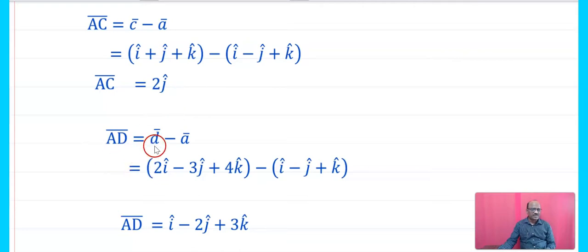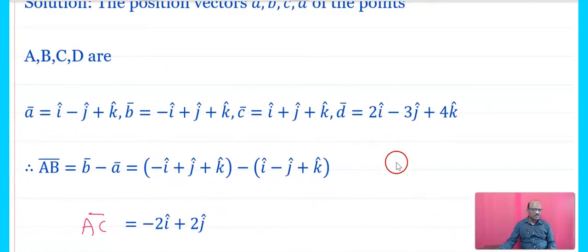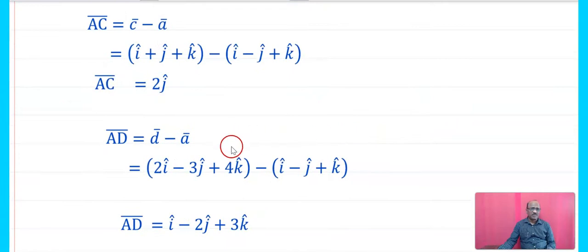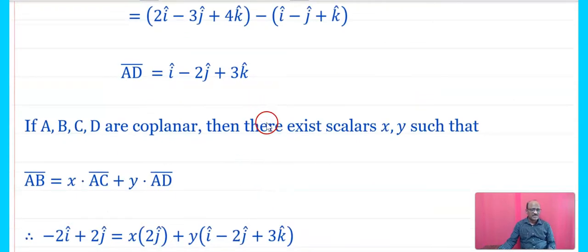Last is AD. AD means D bar minus A bar. That is 2i cap minus 3j cap plus 4k cap, minus, in bracket, i cap minus j cap plus k cap. If we open the bracket, 2i cap minus i cap gives i cap. Minus 3j plus j gives minus 2j. Plus 4k cap and minus k cap gives 3k cap. And this is AD bar.